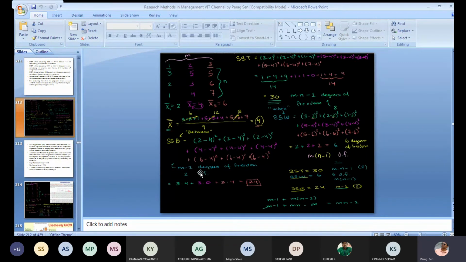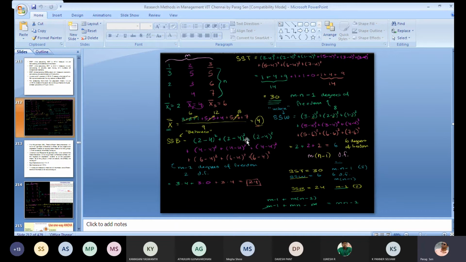Now you calculate the sum of square between. Sum of square between means this group, this group, this group, this group. Between these groups, what is the sum of square? You will subtract this mean from the grand mean. You will make it square, and you will do this thrice. Why thrice? Because you have 3 elements.